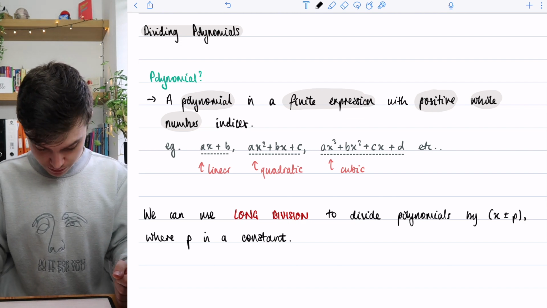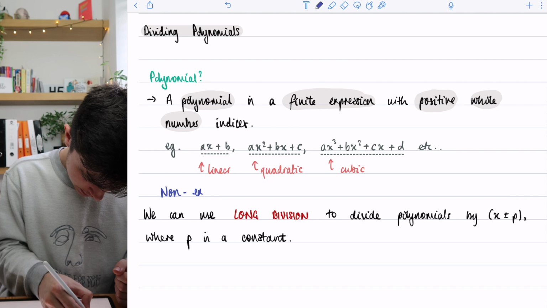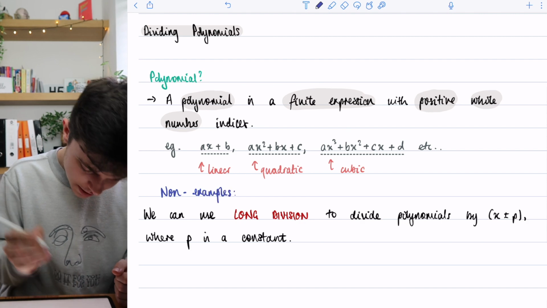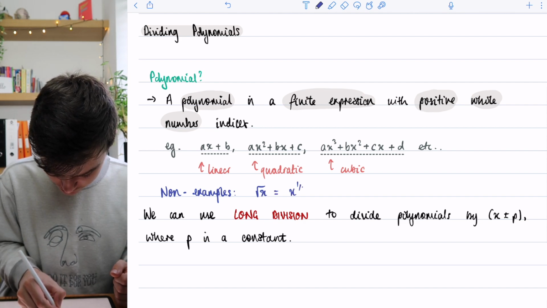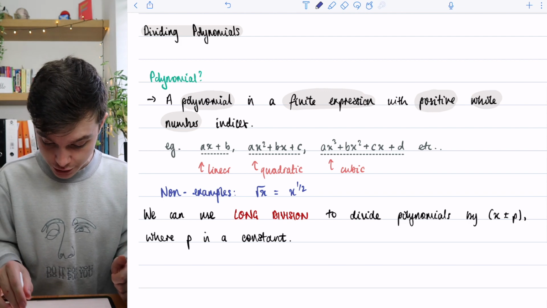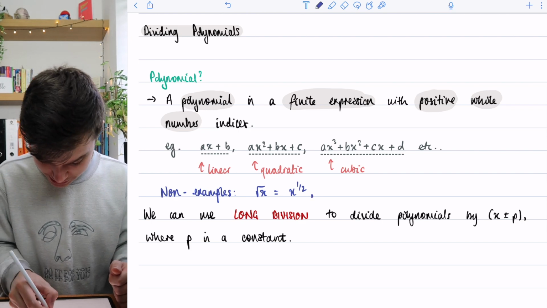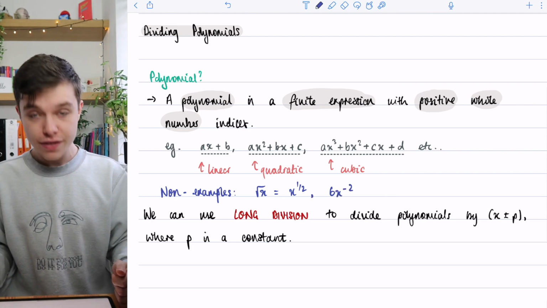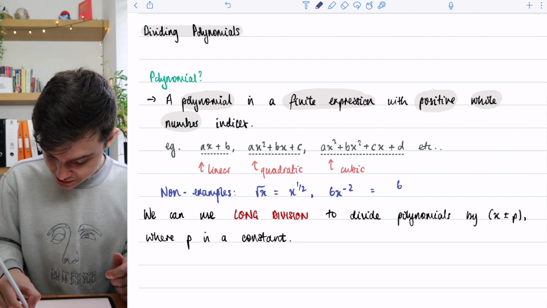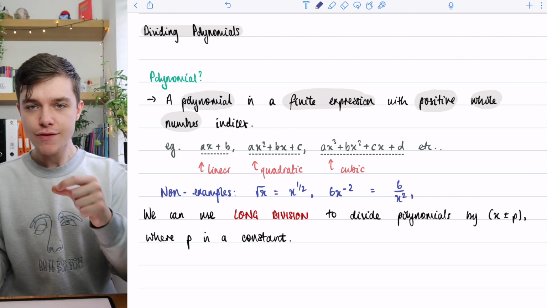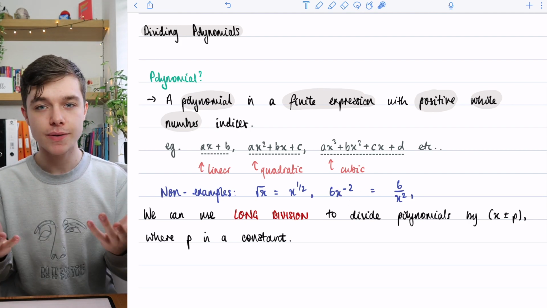Things that aren't polynomials, we could maybe do some non-examples. I'll do them in blue here, and I'll just take these from the book. So non-examples are things like, as I said, the square root of x, because that would be x to the half. So that's no good because they are not whole number indices. We've got a power of a half. We've also got 6x to the minus 2. That is no good because we have a power that is negative. Even though we can write that as 6 over x squared, with a positive power there, we can write it as a negative power, so that's no good, okay?